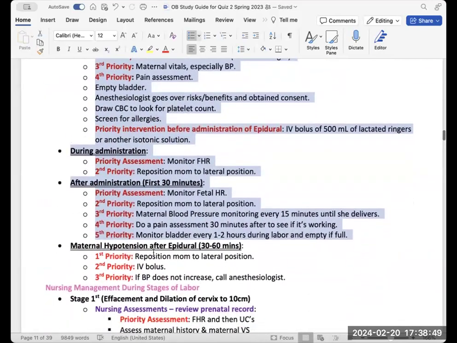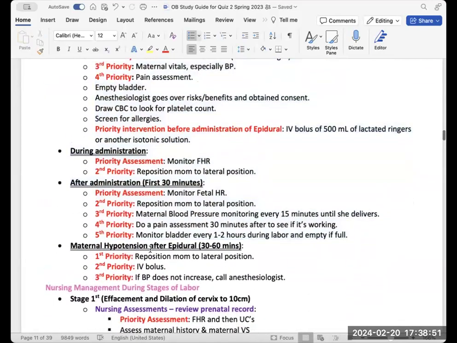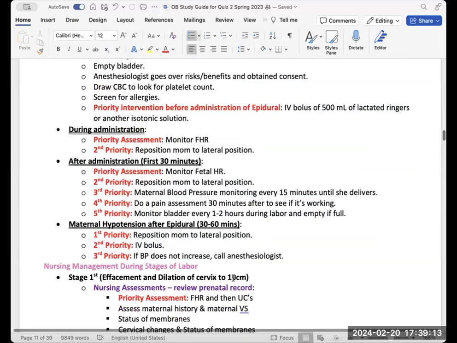So these are your general interventions that we talked about here, okay? All of these things. But if they experience maternal hypotension, which I said is a very common side effect that will occur about 30 to 60 minutes after administration of an epidural, our priority is to reposition the mom and give an IV bolus. Remember, we're not talking about the baby. We're talking about maternal hypotension, and that can affect the baby if it gets worse. That's why we need to treat the mom first in this situation.